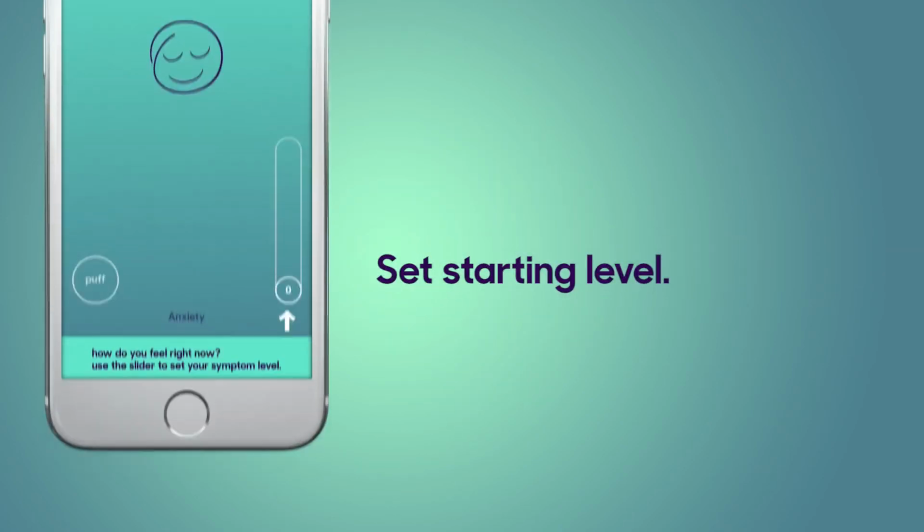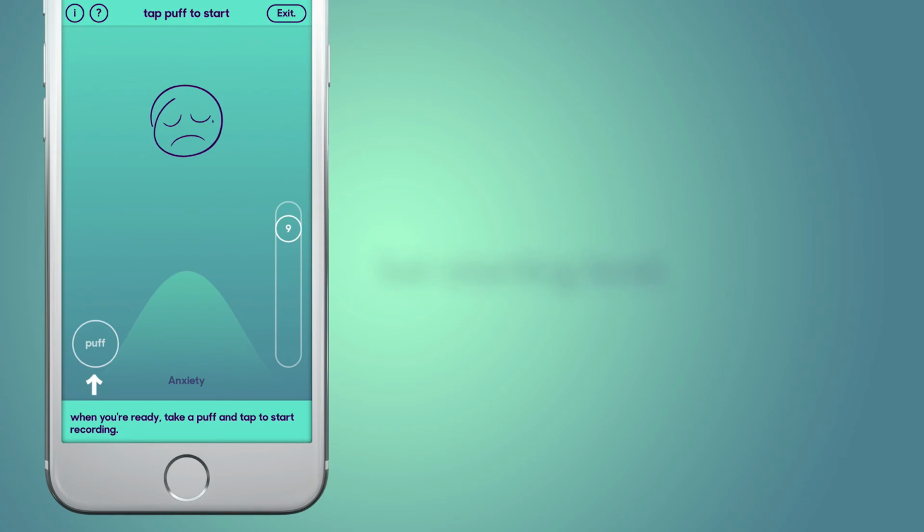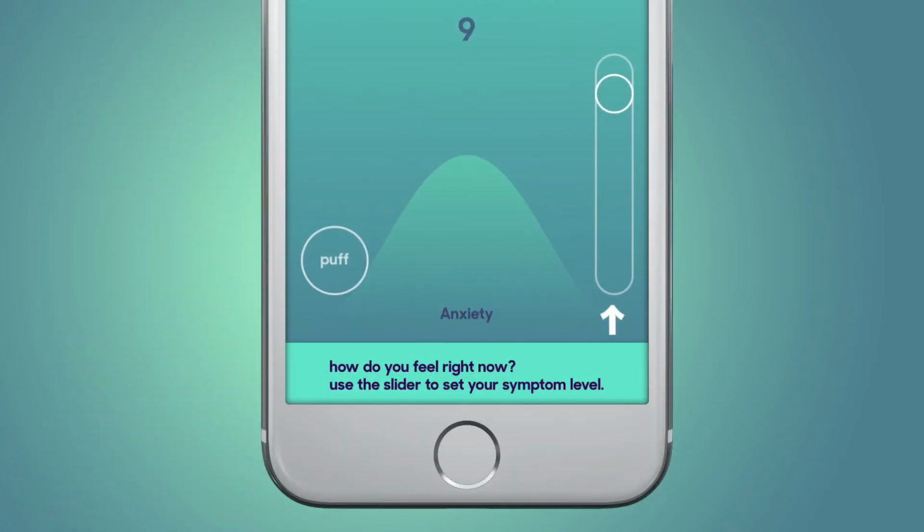To begin, set your starting level based on how you feel right now before treating with cannabis. Let's say your anxiety is really intense. That sounds like a 9 or a 10. Now that you've set the starting level, take your first puff, dose, or application. Tap the round button in the bottom left-hand corner. Your session has now started.